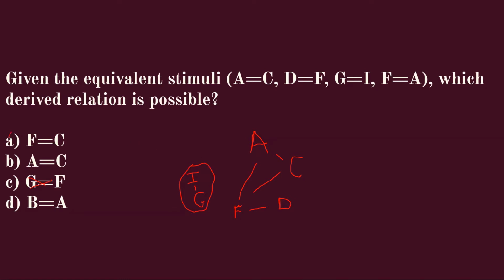So it's going to be A because it can only be one answer, right? But let's check the others. A is the same as C. That's true, but it wouldn't be a derived relation. It's already something you were trained. So it's not B. And B is the same as A. Well, there wasn't even a B in there. So that's not it. Because there isn't a B, we can't really make any relation to B.